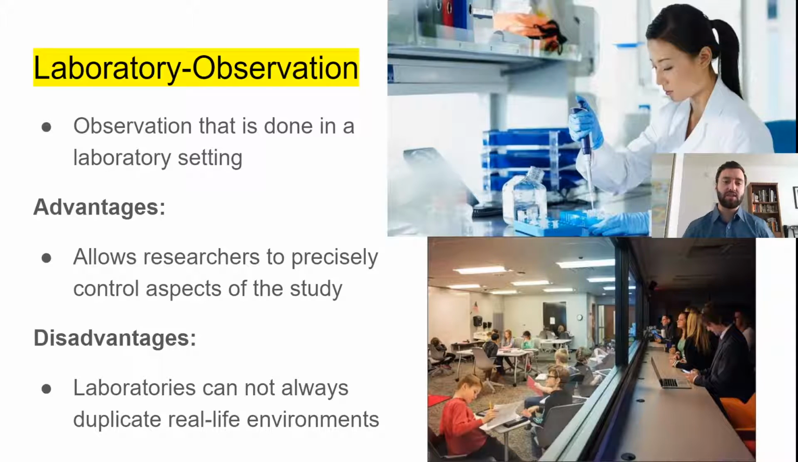A disadvantage, kind of on the opposite side of our naturalistic observation, is that we can't always duplicate this, right? It doesn't always necessarily represent a real life environment, right? And the way you can think about it is this.